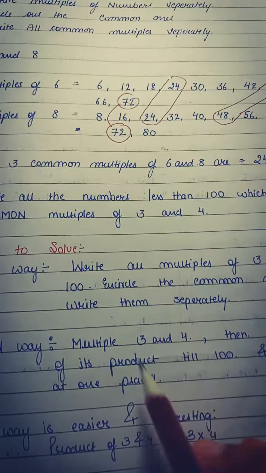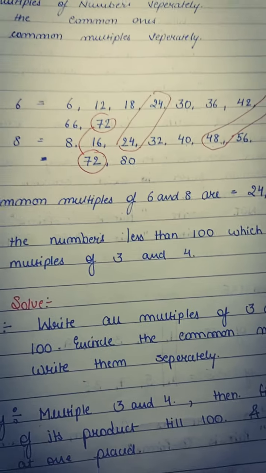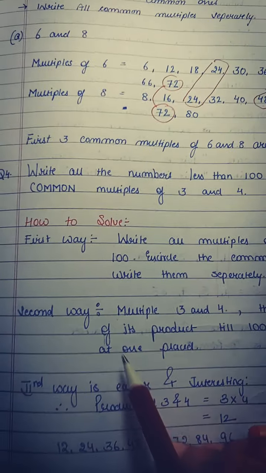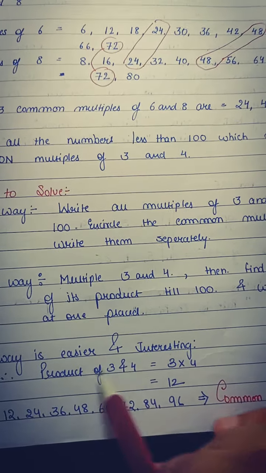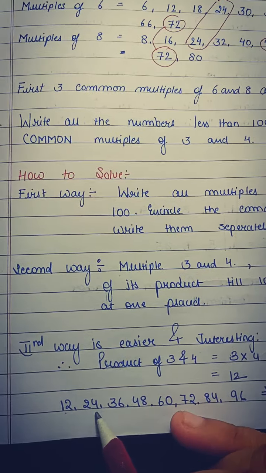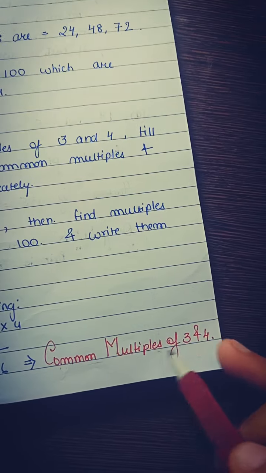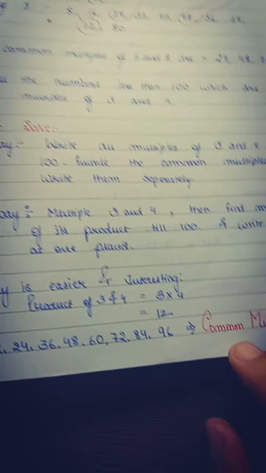According to the second way, find the product of 3 and 4 and write the table of that product. You can write the table of that product till 100 or less than 100, and you can find the numbers. So we'll find the product of 3 and 4, that is 12. Now we'll write the table of 12: 12, 24, 36, 48, 60, 72, 84 and 96. So these are the common multiples of 3 and 4 less than 100. Alright.